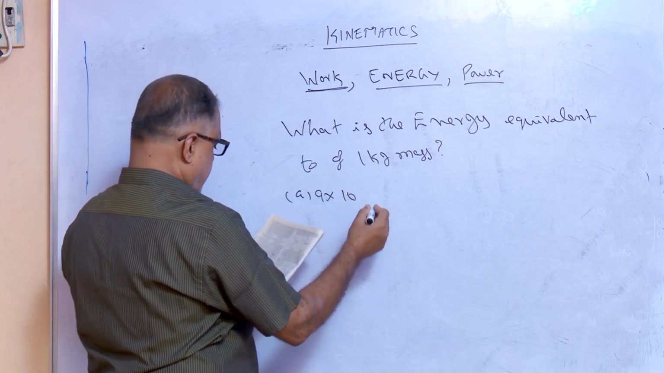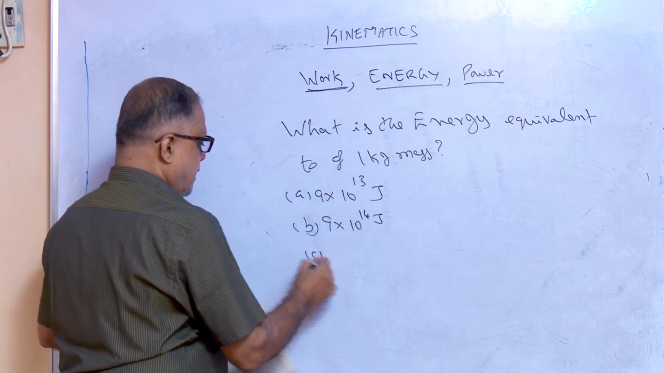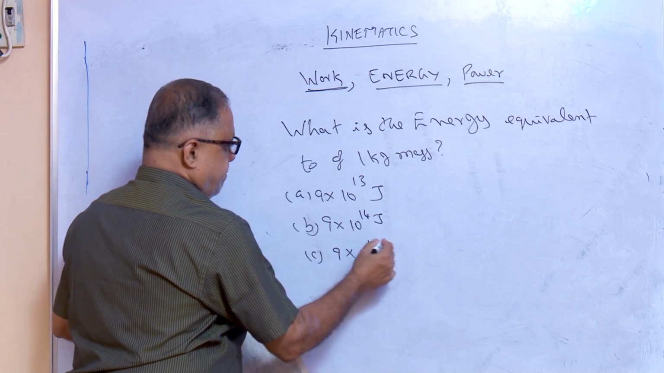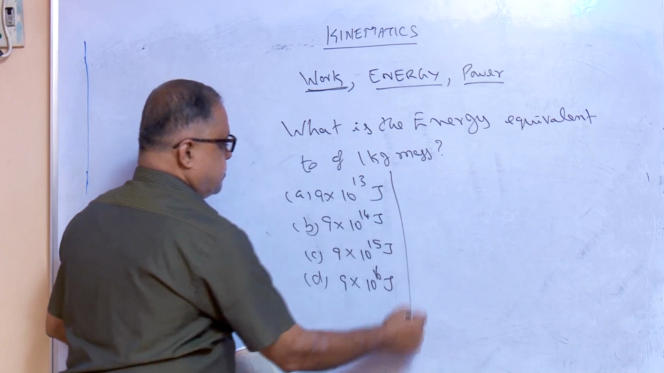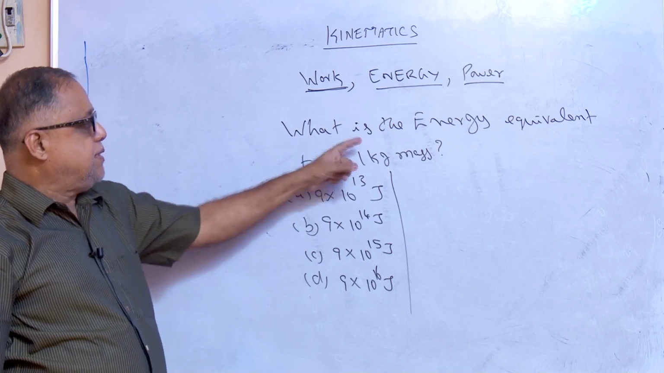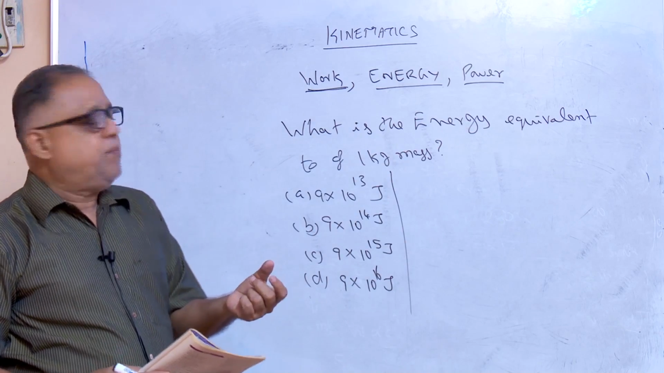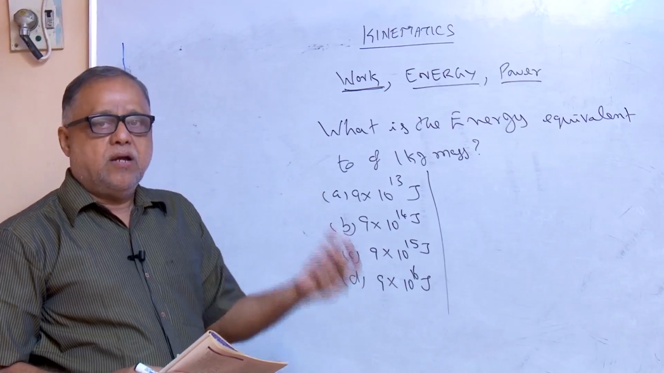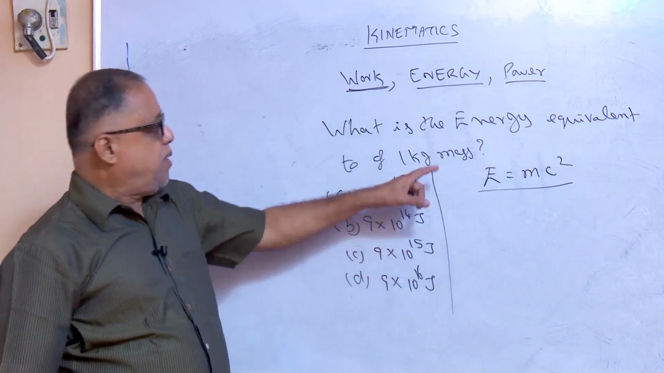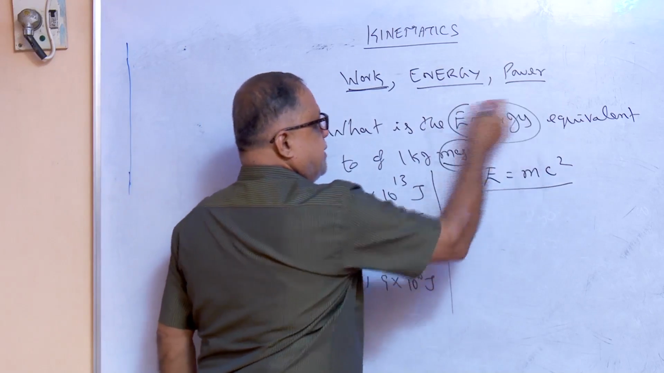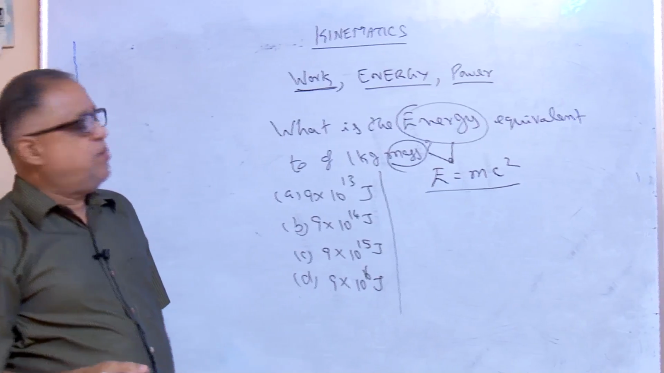Option A, 9 into 10 power 13 joules; option B, 9 into 10 power 14; C, 9 into 10 power 15; and lastly D, 9 into 10 power 16. They give options like this, but for this problem they give only one sentence: what is the energy equivalent of 1 kg mass? In a nuclear reactor, electricity is produced by a loss of mass. This is the Einstein formula, E is equal to mc squared. For this problem, because there is a mass and an energy, there is a connection between these two by taking Einstein's 21st century formula, mc squared.